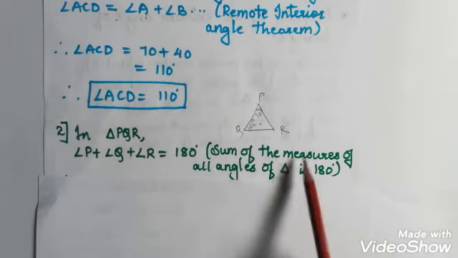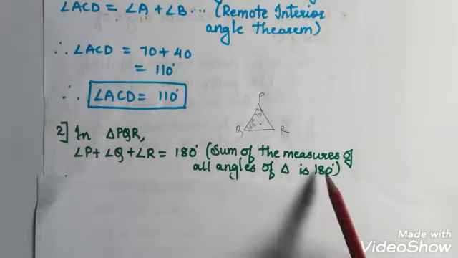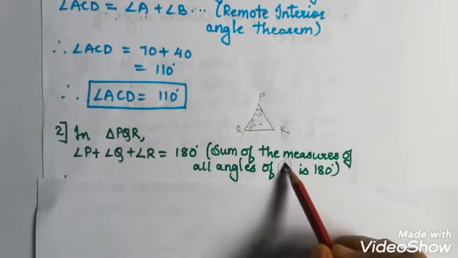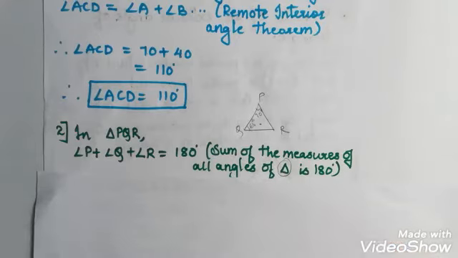So the sum of the measures of all angles of a triangle is 180. This is a short form I have written. Please write the full word triangle. Okay, you write the complete word triangle. So the sum of measures of all angles of a triangle is 180 degrees.